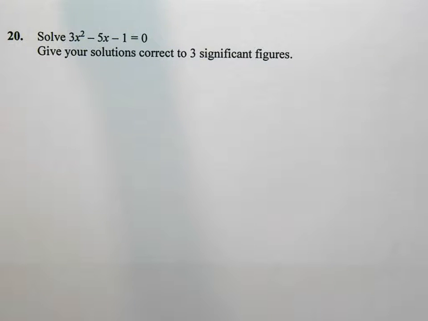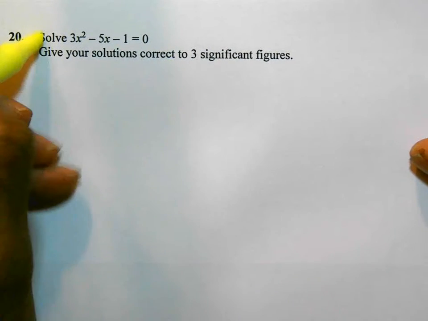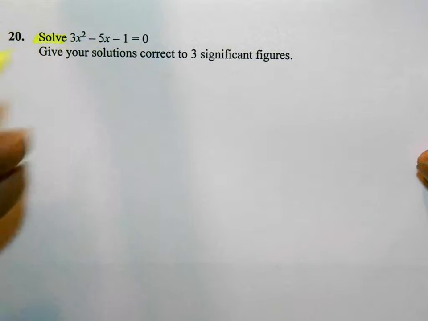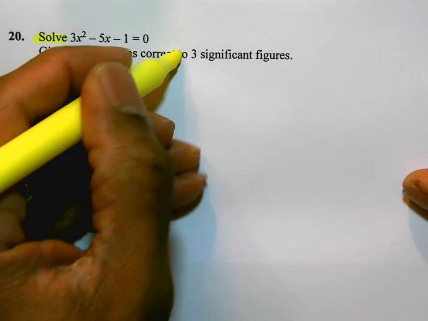This is question number 20 on the November 2014 calculator paper. So let's look at the question. The question says solve, and we've got an equation here, 3x squared minus 5x minus 1 is equal to 0. And it says give your answer to 3 significant figures.